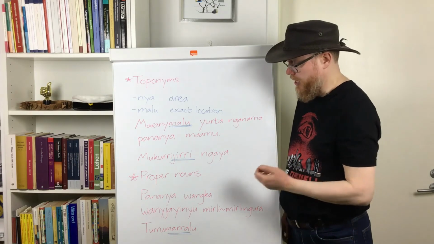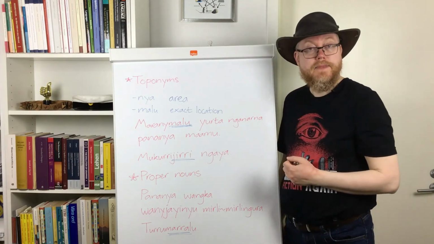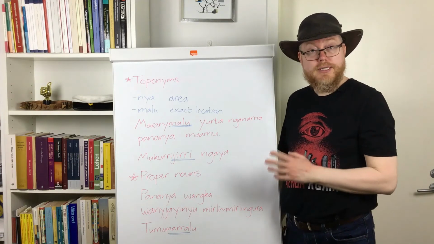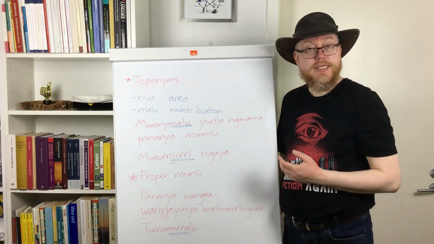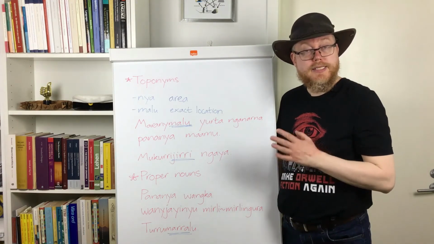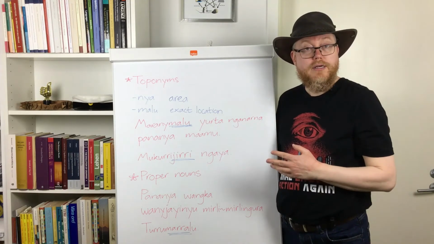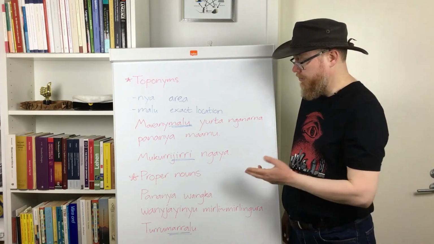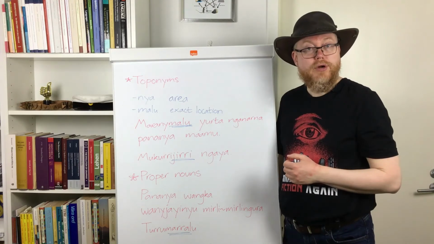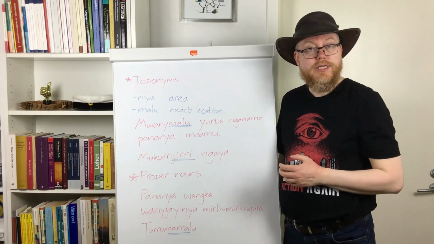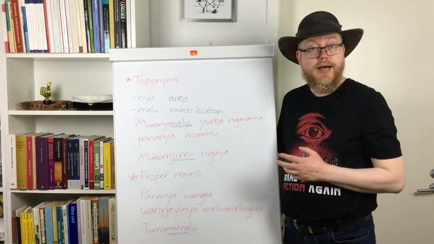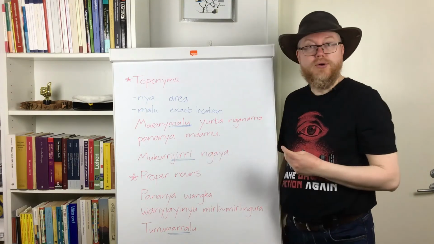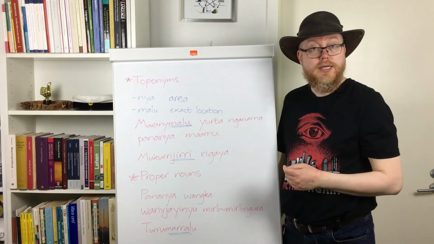Toponyms can also take the jiri suffix, and I interpret this as a derivational suffix. You see, it creates the sense dweller of or resident of. So someone who comes from Mogori might say Mogori jiri ngaya, which in English would be I come from Mogori. But literally this is Mogori resident or dweller.